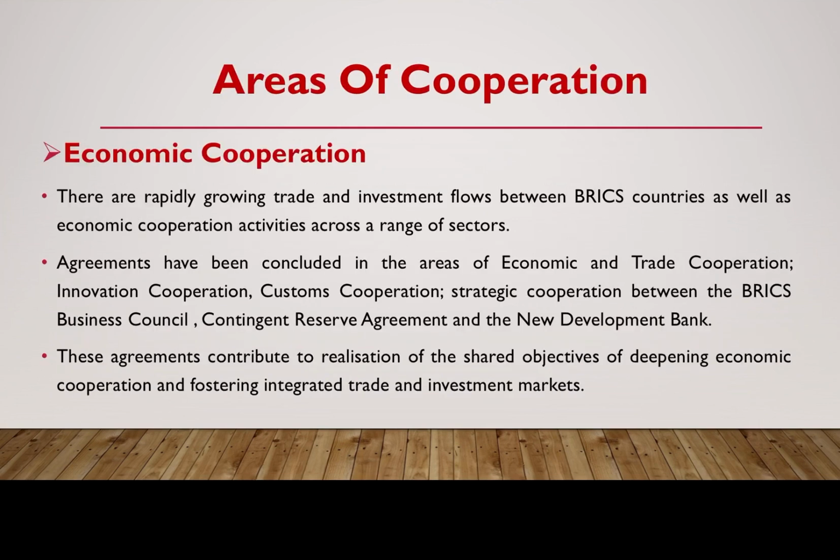Areas of cooperation. First one is economic cooperation. There are rapidly growing trade and investment flows between BRICS countries as well as economic cooperation activities across a range of sectors. Agreements have been concluded in the area of economic and trade cooperation, innovation cooperation, customs cooperation, strategic cooperation between the BRICS Business Council, Contingent Reserve Agreement, and New Development Bank.